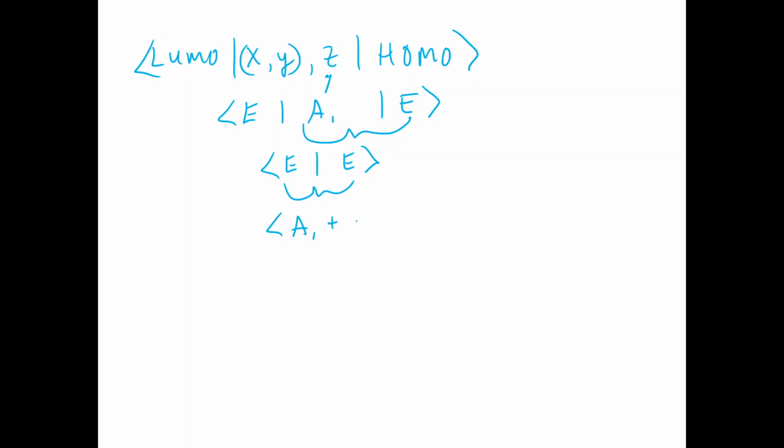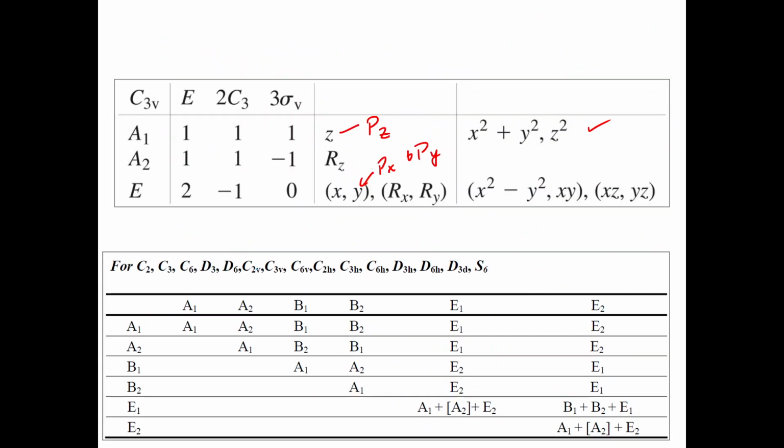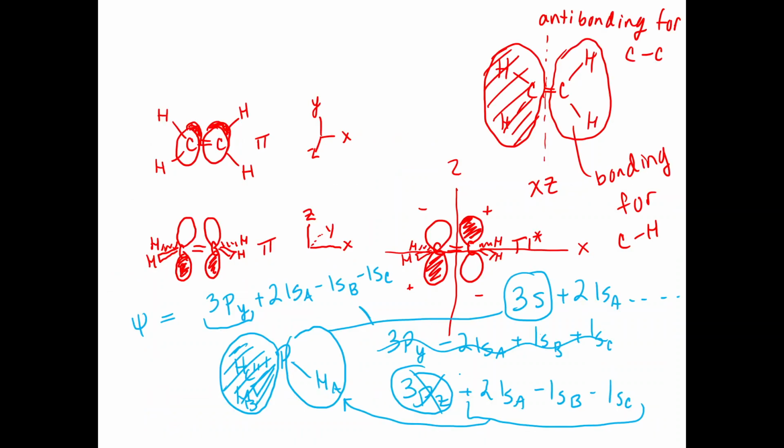If we can, just so that you get familiar with it, let's go back to the direct product table. I've got B's in here and stuff. Don't let that confuse you. You don't have any B's in your character table, so just ignore them. We're talking about the E, so I have an E times an E, and I'm going to get A1 plus A2 plus E. Now, it says E2, but I don't have any 1s or 2s in here. So just ignore the 1s and 2s on my E's. It's just A1 plus A2 plus E.